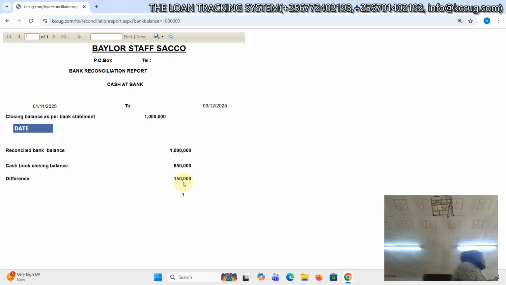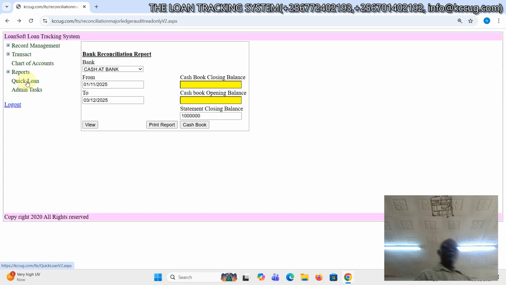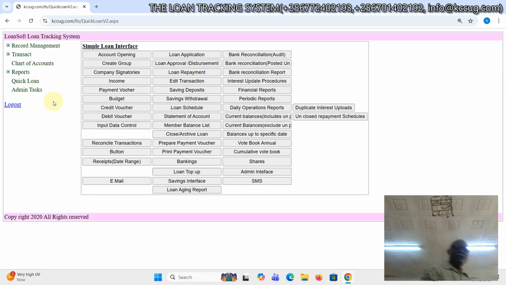We sell them to the members. If you want to apply for a loan, you will pay 10,000 for the application. So we capture that money as other income into the system. Okay? So that is our bank reconciliation report. The computer should prepare it for us, and then we do that report on a month-by-month basis.